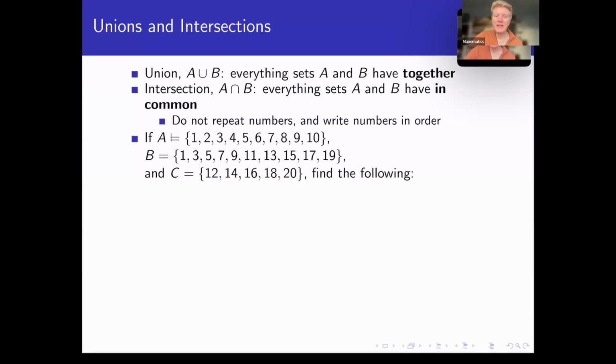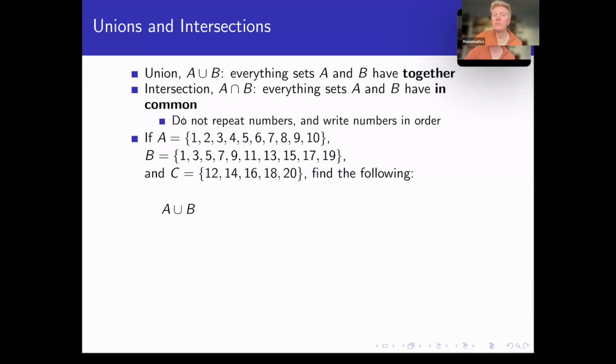So let's say A is everything between 1 and 10. B is, sorry, all the odd numbers between 1 and 19. And C is all the even numbers between 12 and 20. So let's find a couple different things. Let's first find A union B. Now, A union B says everything A and B have together. So take A, take B, and put them together.